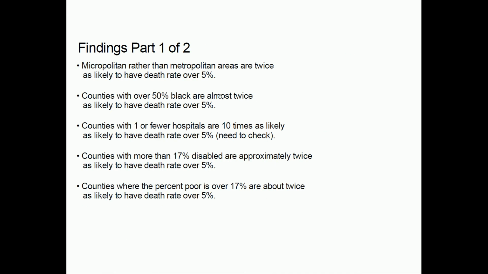West Virginia had the highest number of counties with a death rate over 5%. Micro has twice the probability. High African American counties are almost twice as likely. Counties with one or fewer hospitals. This is kind of interesting. In fact, there are quite a few.